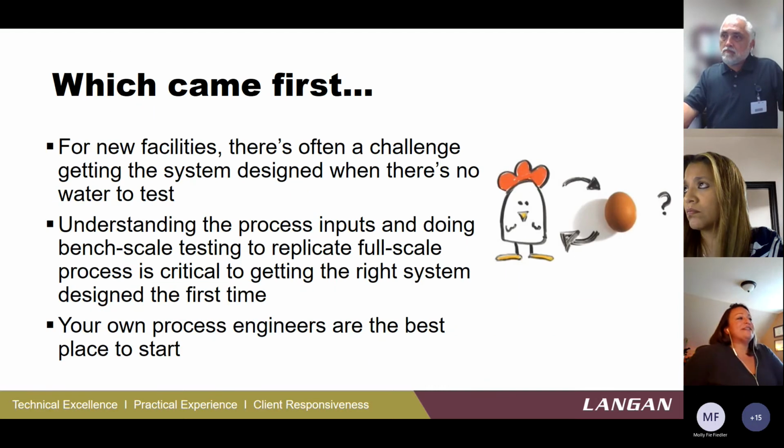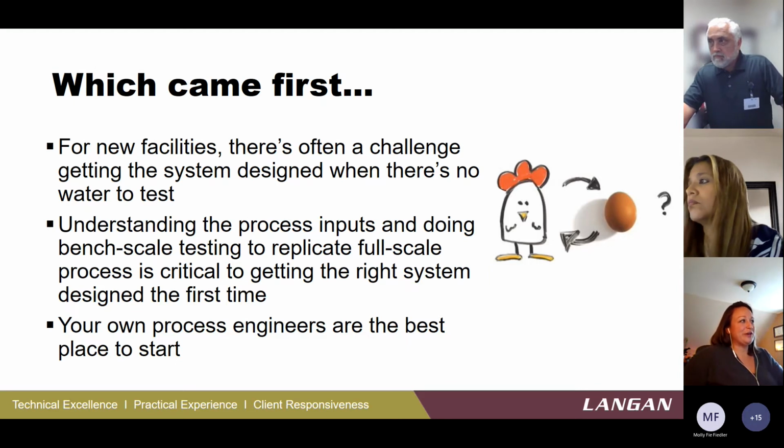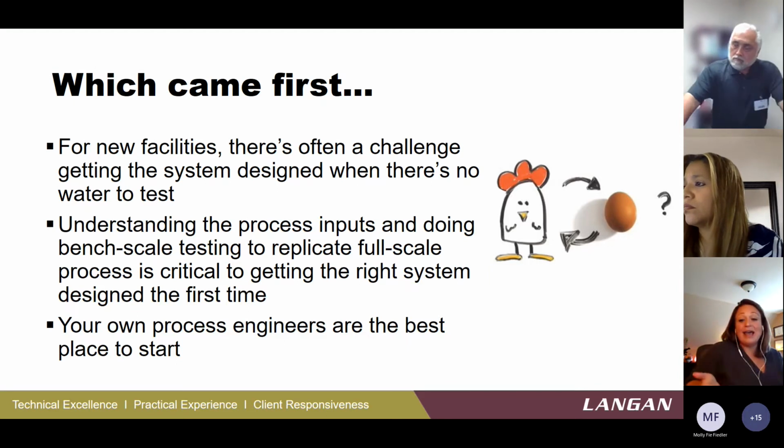So for a new facility or process, there's often this challenge. Which came first, the process or the system to treat it? We get into these situations where someone will come to me and say, hey, I want to make this thing. I need a treatment system. I need a permit. What do we have to do? I'm like, okay, well, what is the thing going to generate?